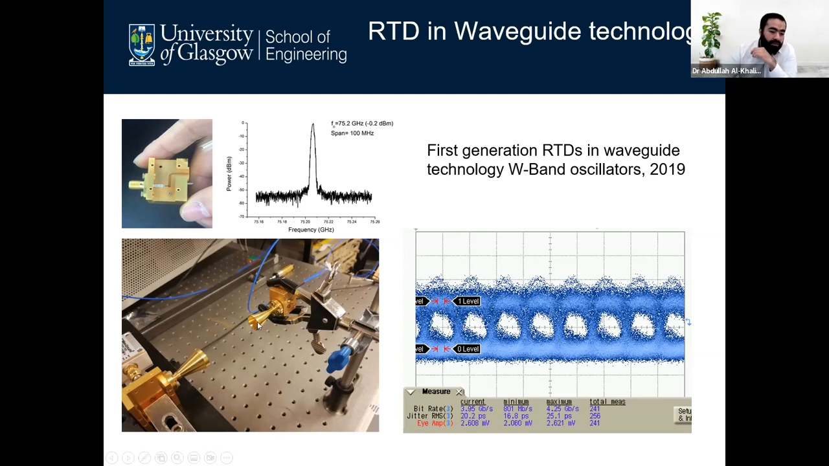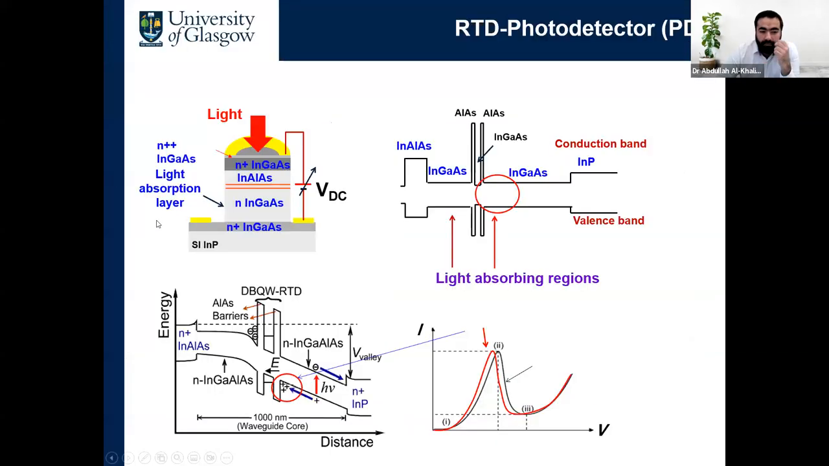So the motivation here was to have high gain. So packaging the device in waveguide, we think it might be a better solution compared to on-chip antennas. The photodetector, as I mentioned earlier, if we insert some photosensitive layers, we can have a photo detection capability within the RTD.